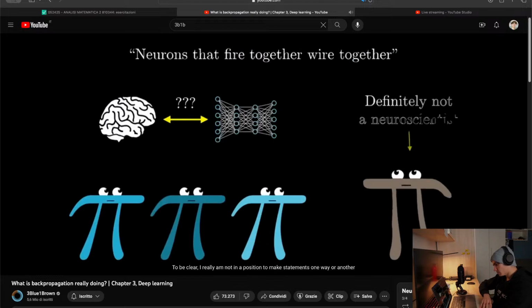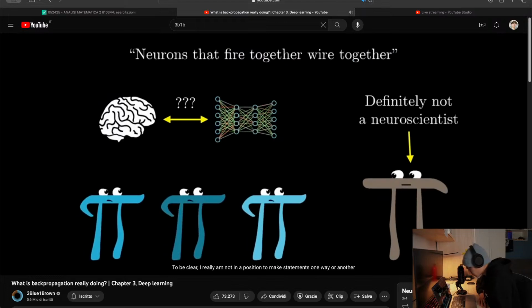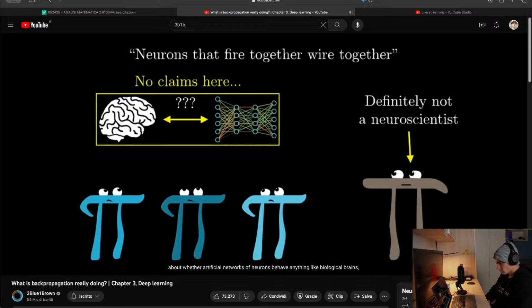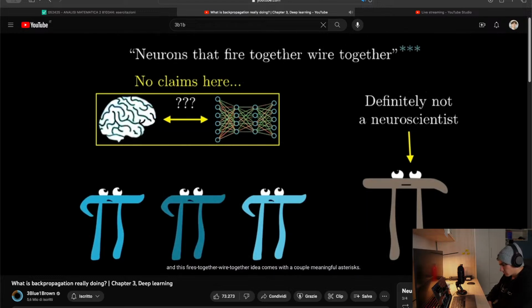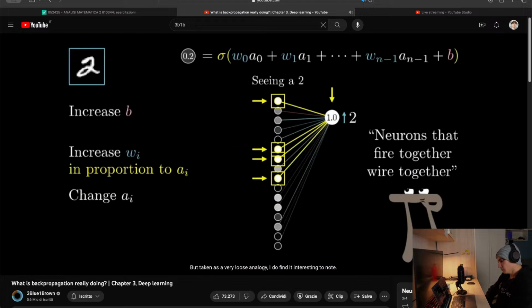To be clear, I really am not in a position to make statements one way or another about whether artificial networks of neurons behave anything like biological brains, and this fires together, wire together idea comes with a couple meaningful asterisks. But, taken as a very loose analogy, I do find it interesting to note.